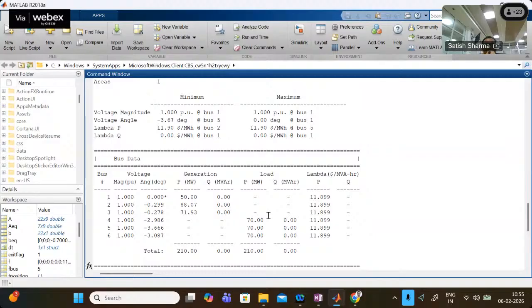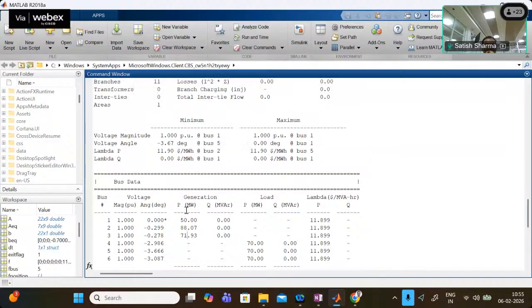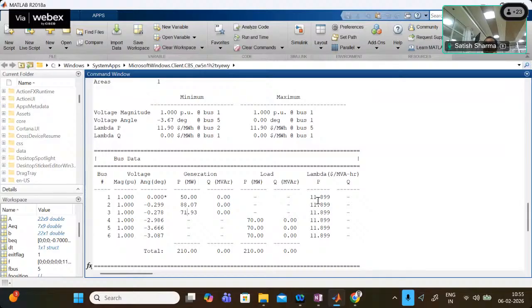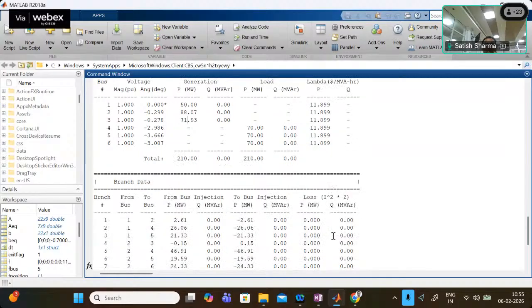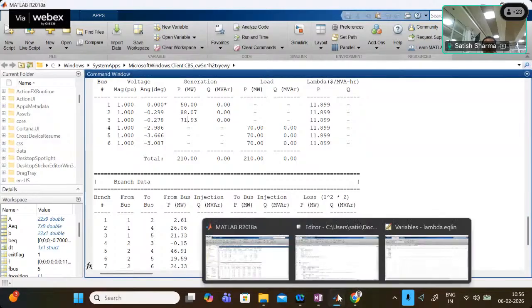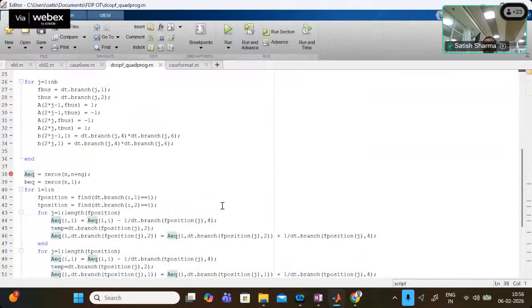Now, why is this happening? So 50 is fine, then it is coming out 88 and 71. So let's see where is some mistake. We have to debug that mistake. And the lambda which we have solved was 10 point something, it is coming out equal to 11 point something. Then angles, voltage magnitudes we have assumed 1. Angles are available in degrees, and whatever we obtained is in radian though, but we have to check what is the issue here.